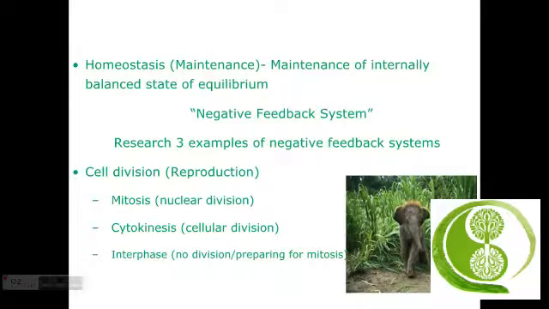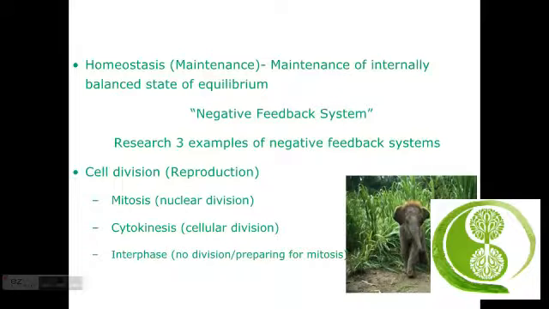A negative feedback system is similar to a thermostat in a house. So you set the temperature to a certain degree. When it gets hotter than that temperature, the air conditioner is going to kick on and cool it back down to that temperature again to keep it steady at that particular setting. That's an example of a negative feedback system.